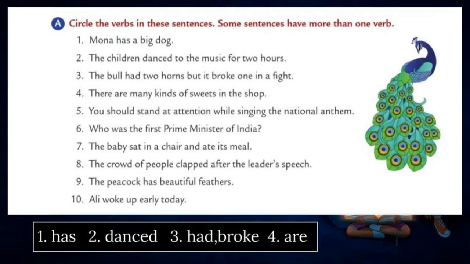The verb is has. So, circle the verb has. Let's move to the second one. The children danced to the music for 2 hours. So, circle the verb, students.